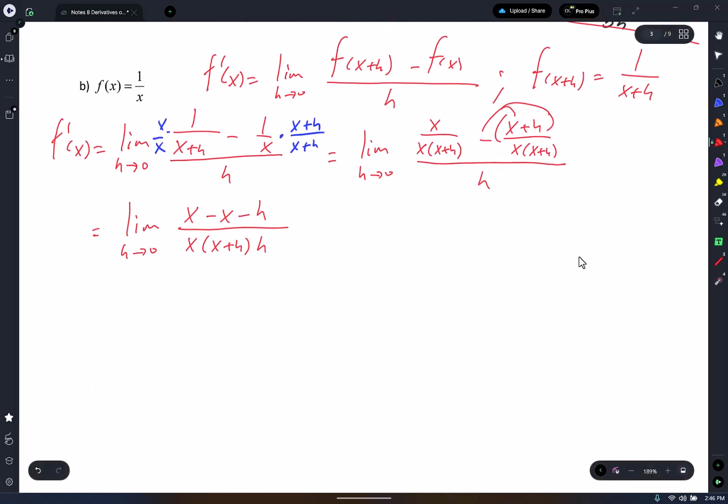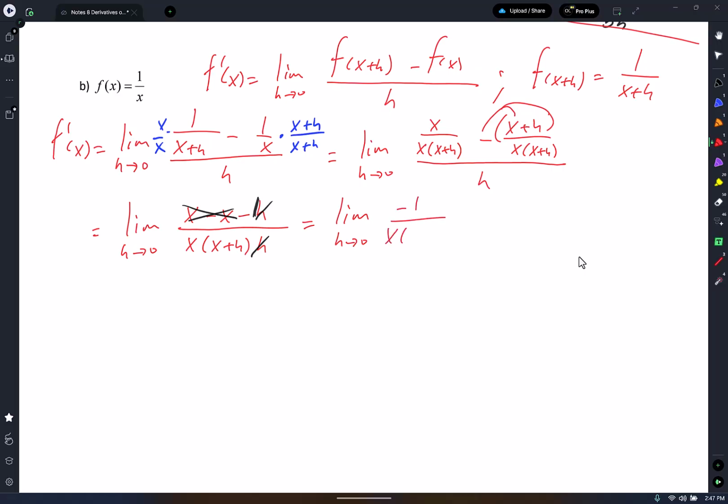All right, here we go. What zeroes out first in the numerator? Next, what can I cancel out? Notice I have a negative 1 in the top. Limit as h approaches 0 of negative 1 over x times x plus h. I guess I didn't have to go this far. All right, now h is approaching 0. So I have negative 1 over x times x, which is, yep. So here it is. f prime of x equals negative 1 over x squared.